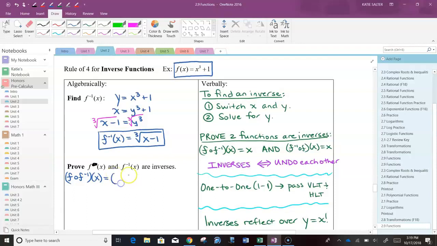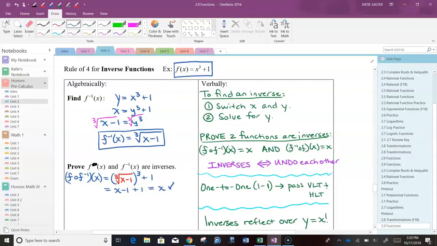So it would look like this: the cube root of x minus 1 substituted into x cubed plus 1. In other words, we replace x with the cube root of x minus 1. When we cube a cube root, they undo each other, so that x minus 1 would just pop out, and we still have plus 1, which ultimately would equal x, which is what we wanted.